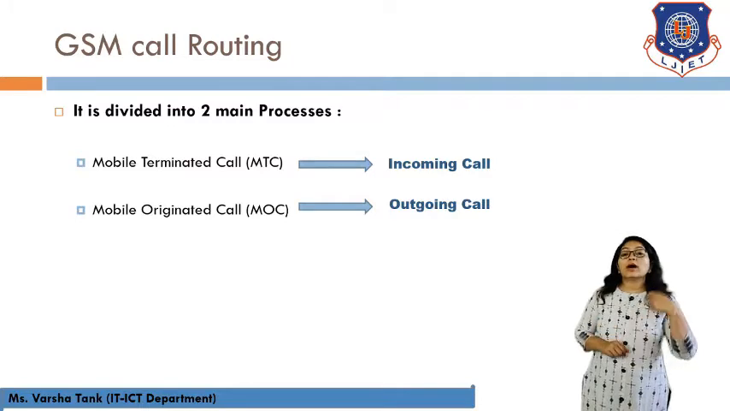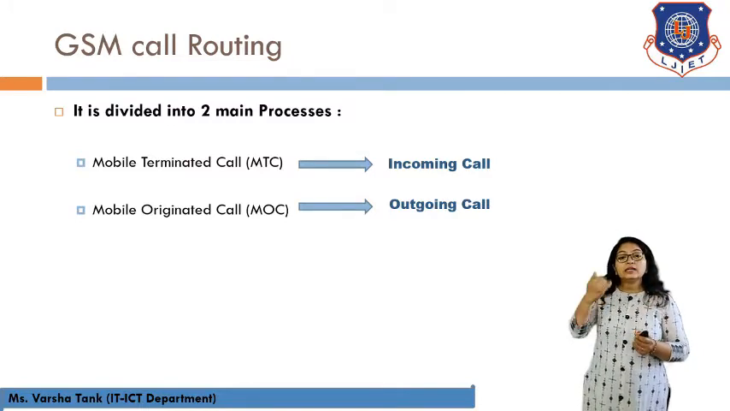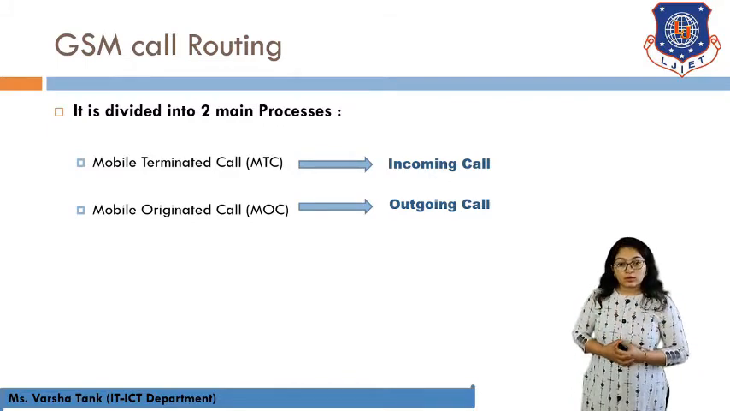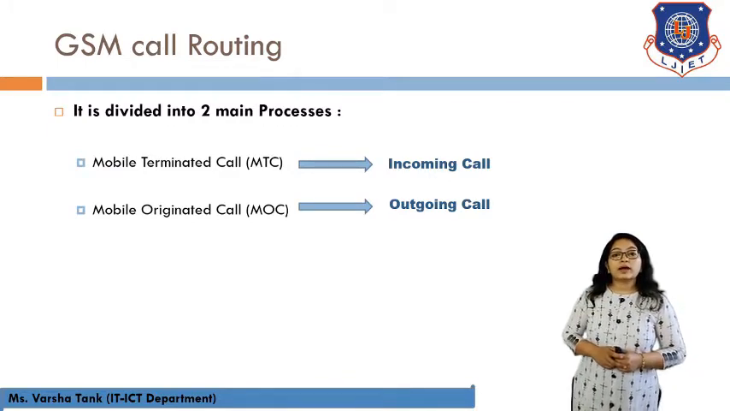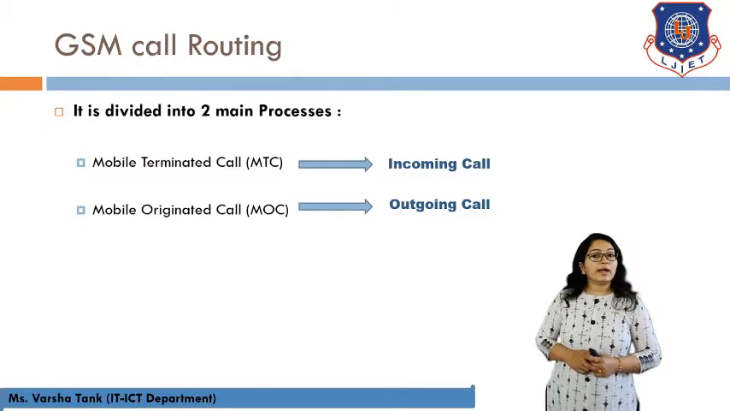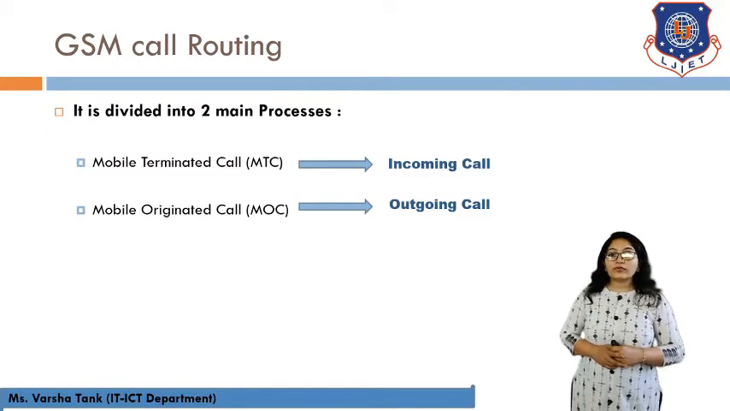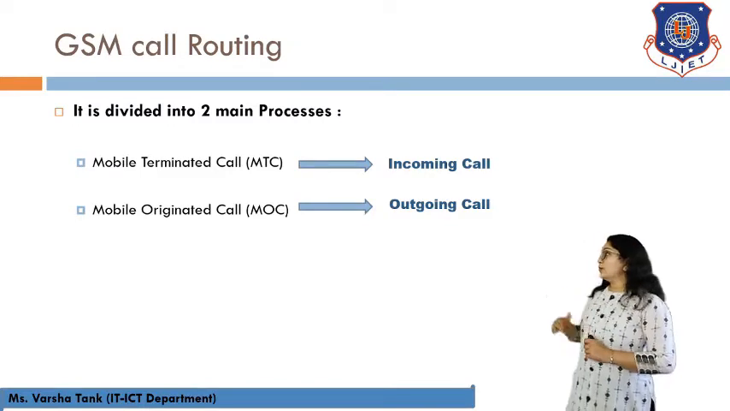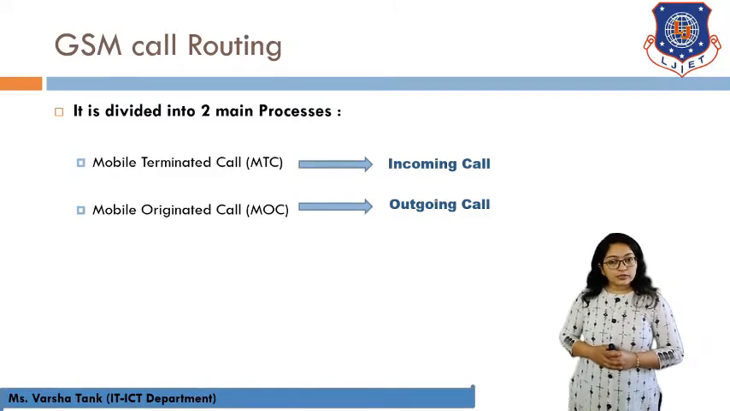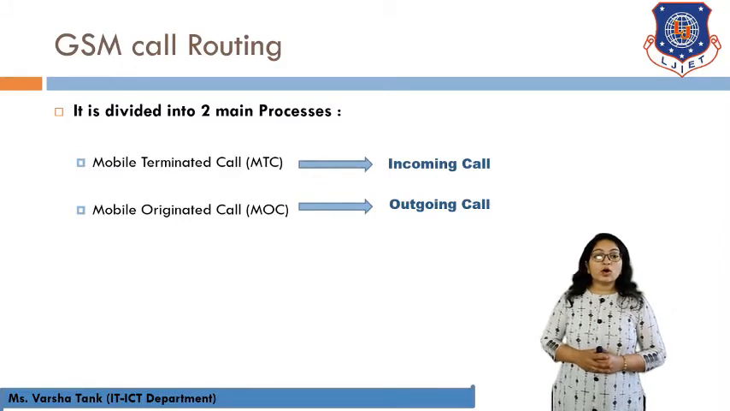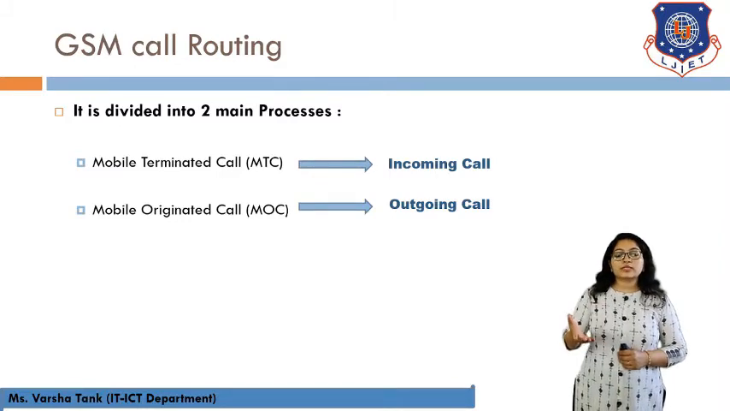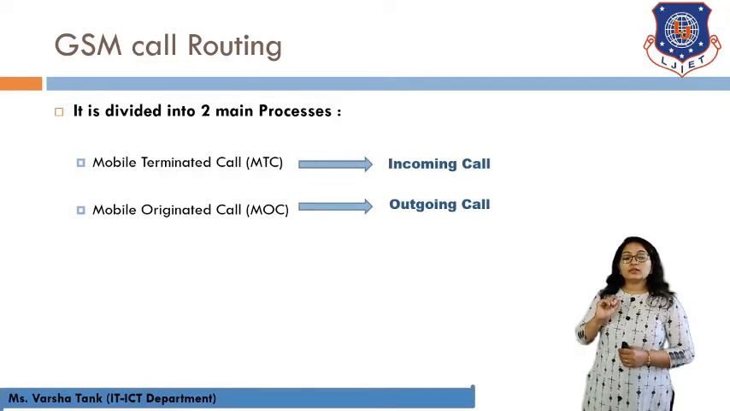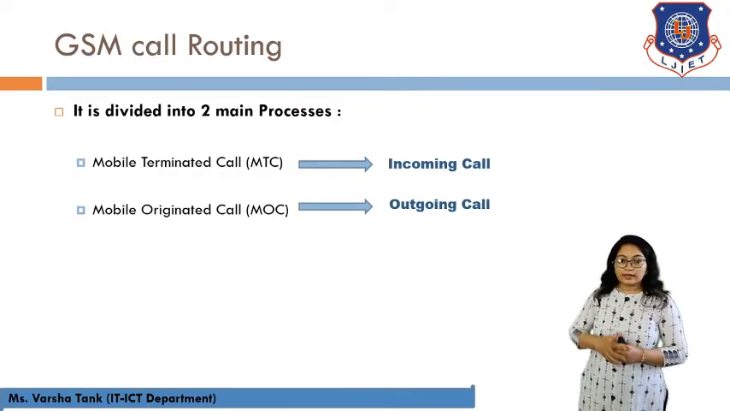So your call is divided into two main processes: the outgoing call, where you are dialing, and the incoming call, where your friend or relative receives the call. These are referred to as mobile terminated call, MTC, and mobile originated call, MOC. Mobile terminated call is the incoming call received by your friend, and mobile originated call is the outgoing call that you dial. Got it?